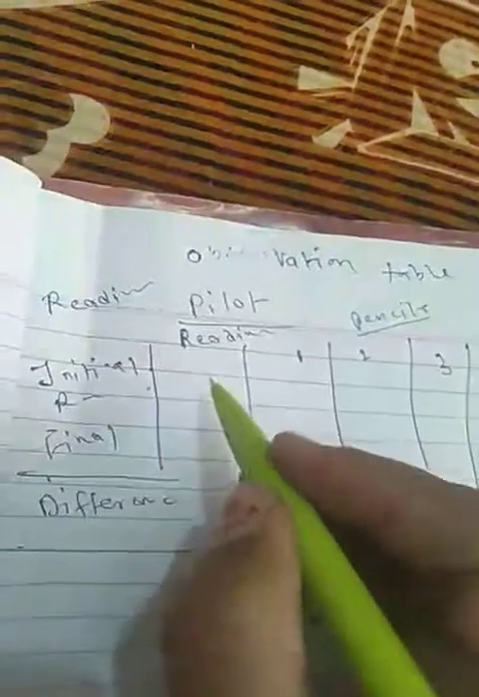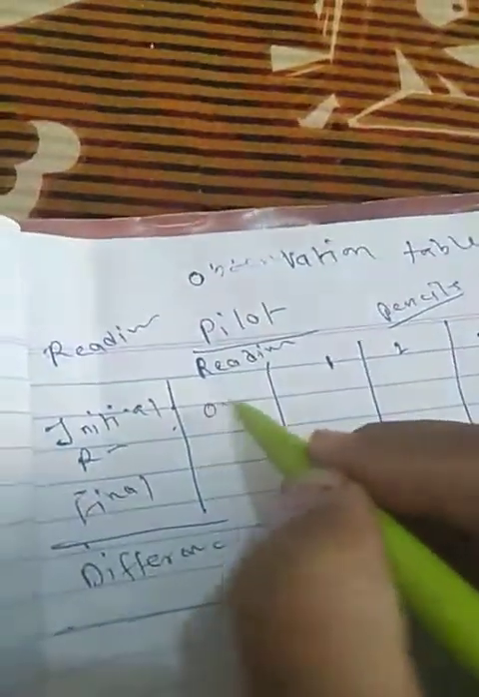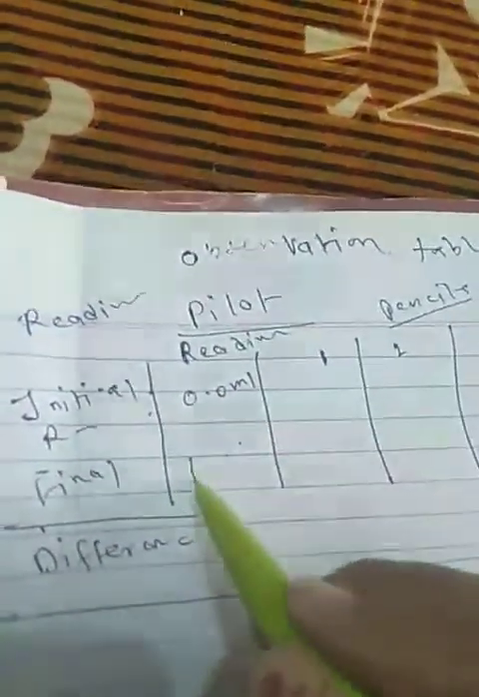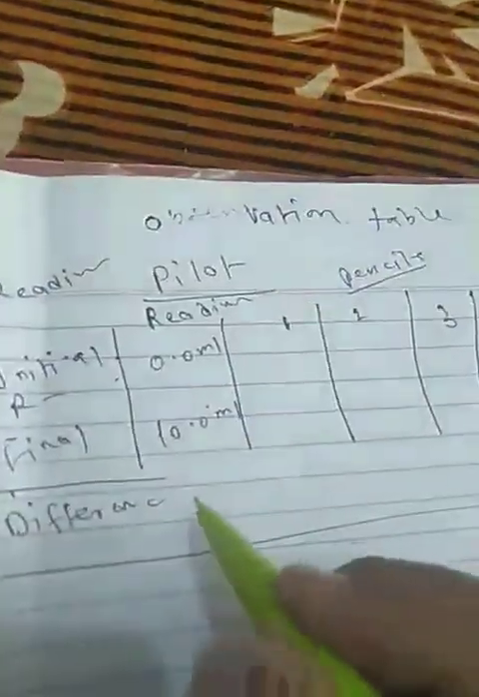So your initial burette reading you have to fill up to 0. So your initial reading is 0.0 ml. Volume is always in mls. So your final reading has come 10 ml, and so the difference is 10 ml. Okay, students, so from 0 to 10, the first reading is the pilot reading. Okay, followed? Are you understanding?